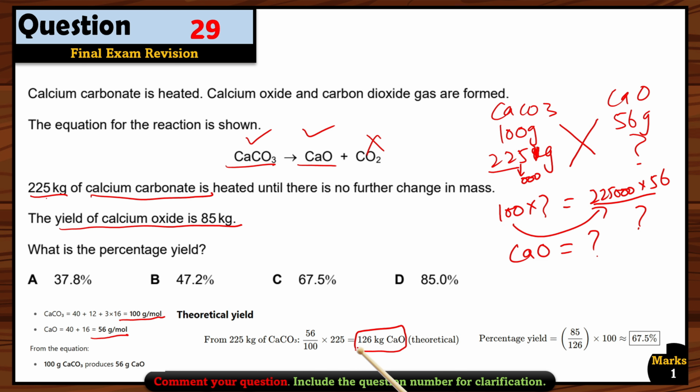But they are saying we didn't get 126 kg. They give you that calcium oxide produced was 85 kg. So what does it mean? It means it is less, right? So you have to just find the percentage yield.